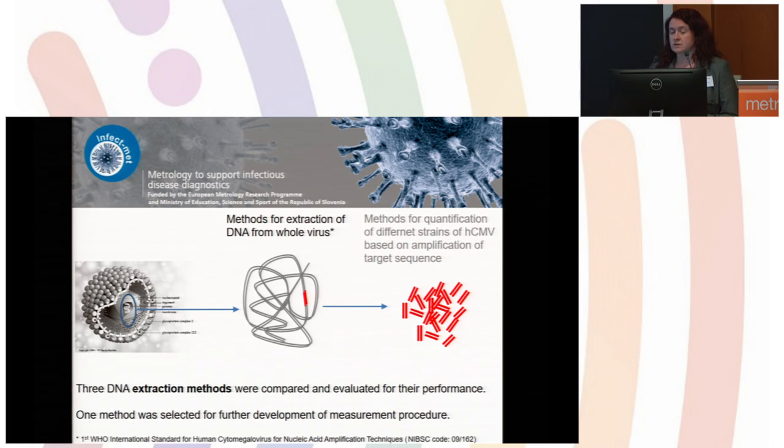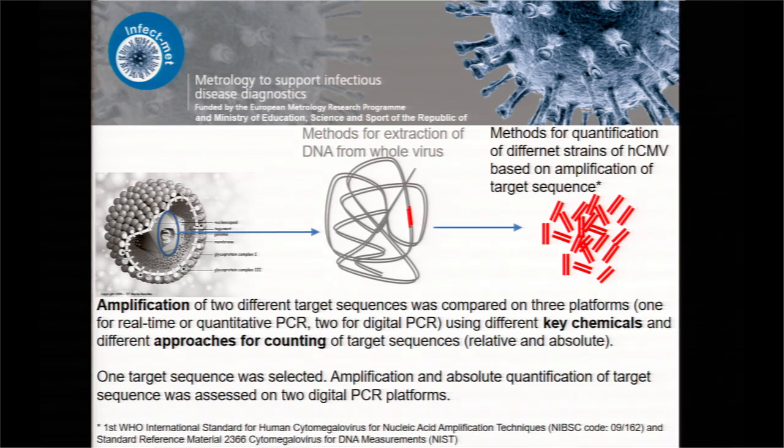We were quite lucky because we had a standard. There is a WHO standard available, and this was the virus that we took for the extractions. In the next step, we had again this WHO standard, but also material from NIST, and we were looking at methods for quantification of different strains of human cytomegalovirus. This is based, as I mentioned, on amplification of these target sequences. Here we have a much wider diversity of possible approaches. So we selected 2 different specific targets for quantification.